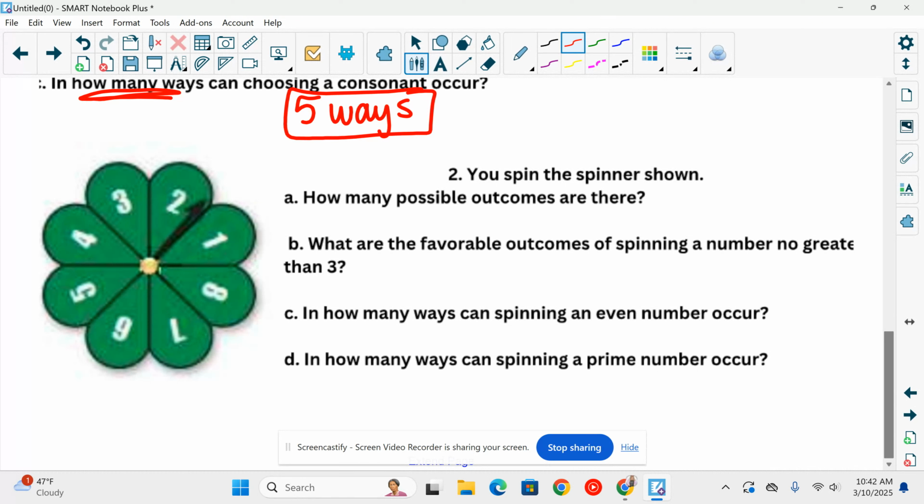All right. How many possible outcomes are there? 8 possible outcomes. Good. What are the favorable outcomes of spinning a number no greater than 3? It's asking what are they. Is 3 no greater? Okay, 3 is equal, but we're looking for the ones that are not greater than 3. Is 3 greater than 3? No. So can I use 3? Yeah. 3 would be considered no greater than 3.